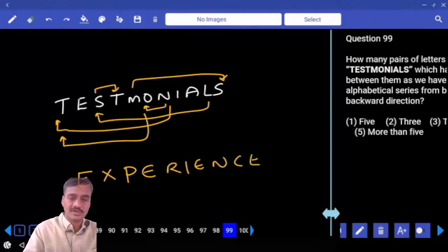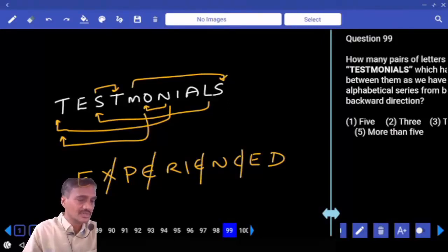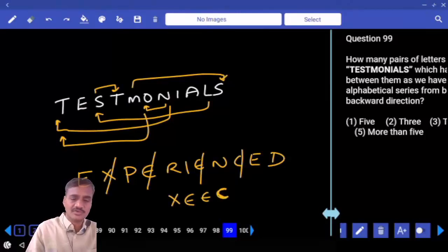Coming to this one, question 100, EXPERIENCED. Now in this word experienced, which word can be found with the letters at positions 2, 4, 7 and 9? 2, 4, 7, and 9. Then tell me what is the word that can be formed? X, E, E, C. Is there any word that can be formed? No word can be formed. And if no word can be formed, Y as your answer, choice 4.